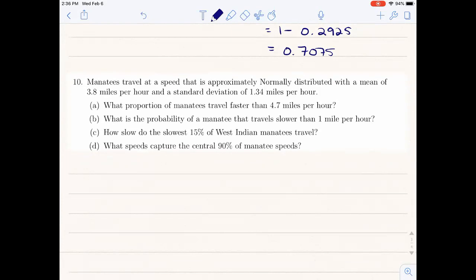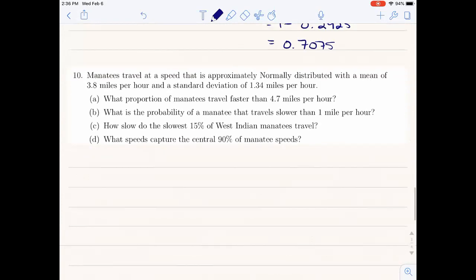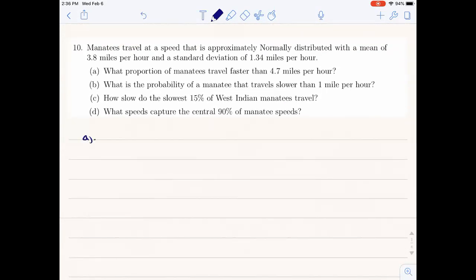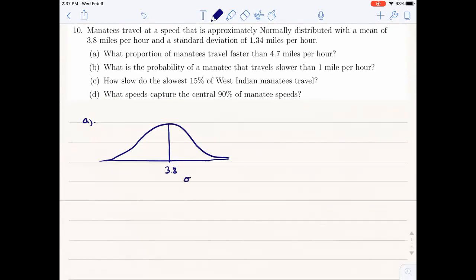Great. Part A, what proportion of manatees travel faster than 4.7 miles per hour? Okay. So what we're going to do is draw out this normal distribution. It always starts the same way, right? Because we're told it follows a normal distribution and the mean is 3.8, you can always just draw the center line at 3.8. That's not going to move around. And then just jot down that sigma is 1.34 somewhere.